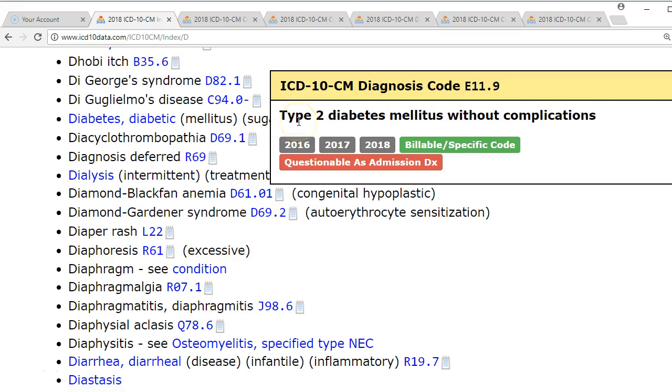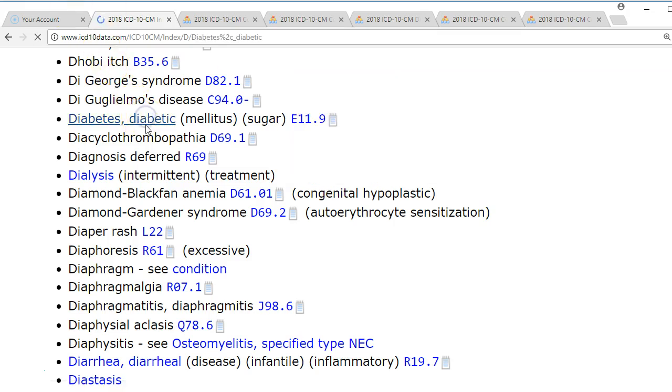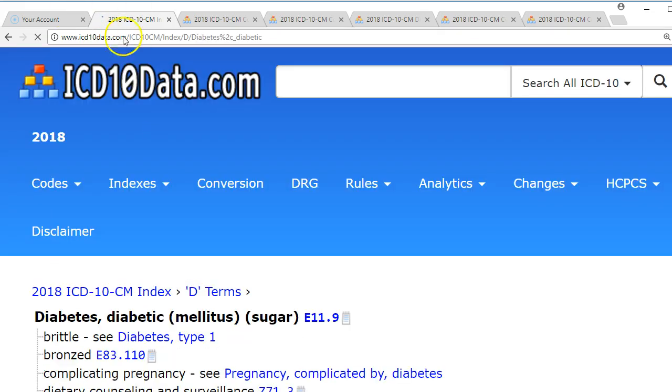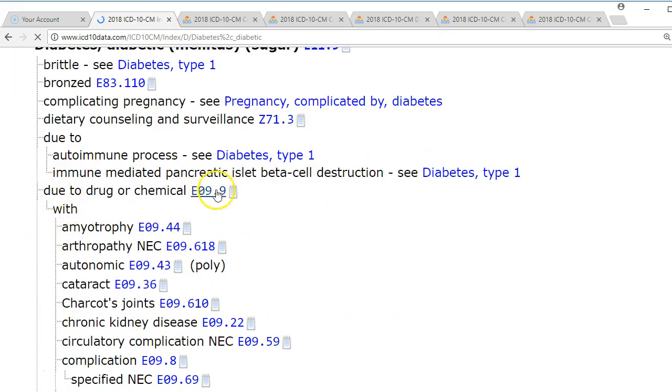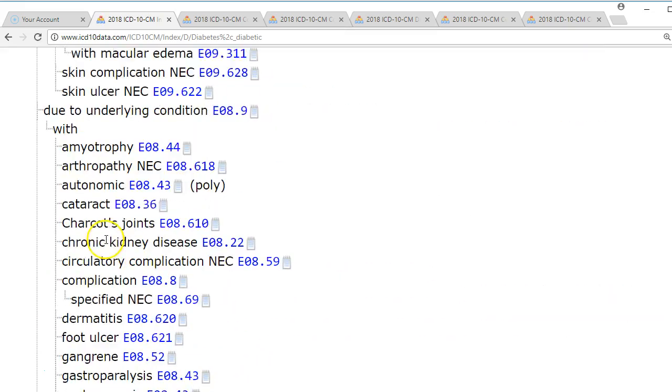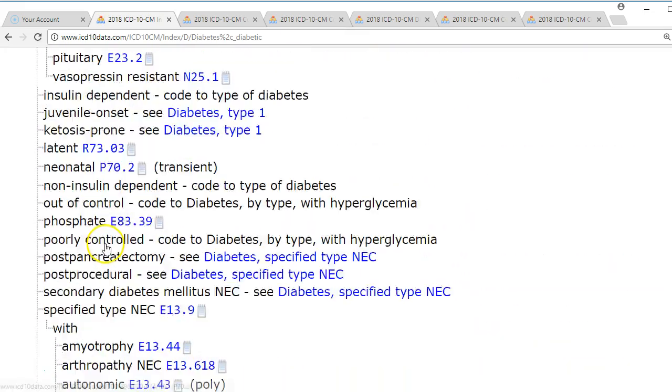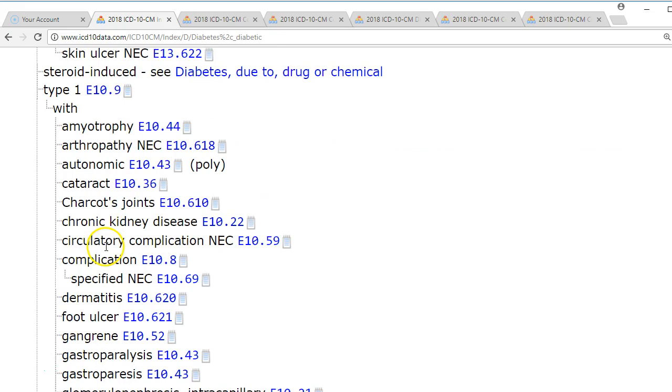Remember, and I love these pop-ups, this is type 2 diabetes mellitus without complications. If the doctor just writes diabetes or DM or DM2, that's E11.9 because they're saying the patient has diabetes with no complications. But if we click on this and we're looking at it under our book, we'd have to go down to, so due to drugs or chemicals, we've got to go all the way past that. We've got to keep going.